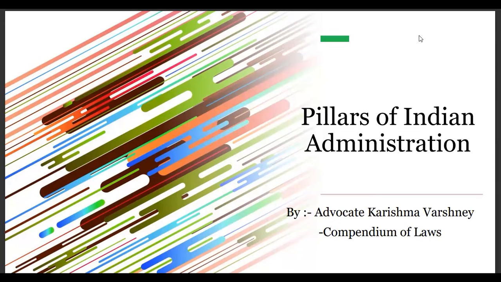So we'll do a quick recap of what we studied in the previous video. It was about the legislature. There are three pillars of Indian administration. First is the legislature, second is the executive, third is the judiciary. The legislature is a law making body.